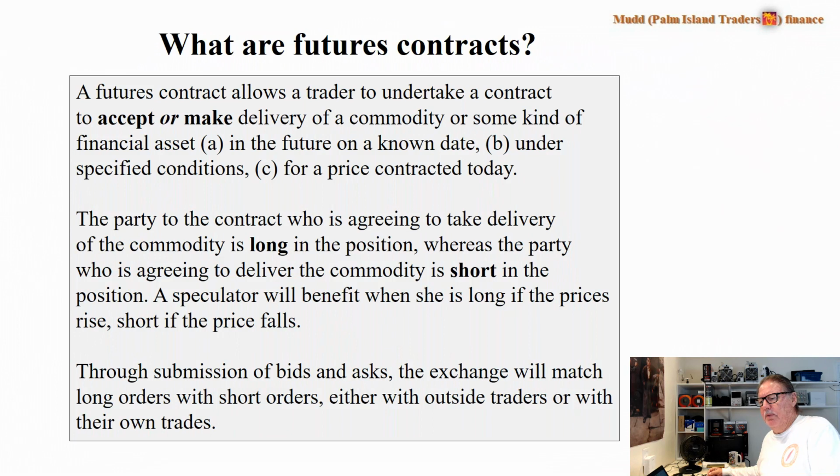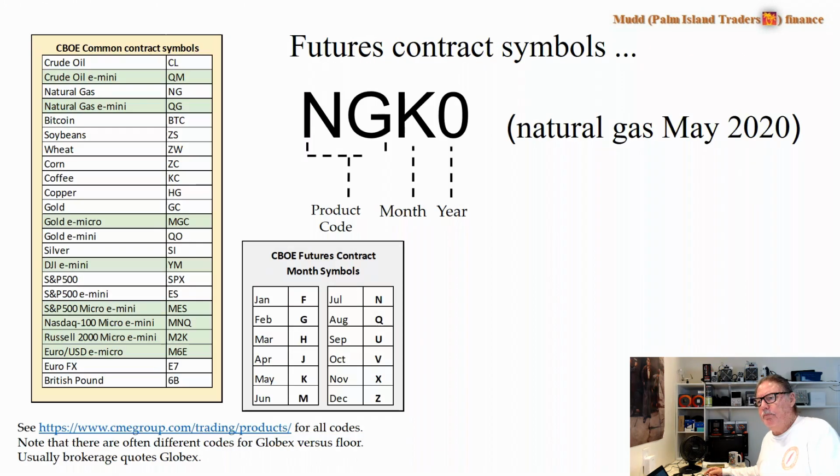Through submission of bids and asks, the exchange will match long orders with short orders, either with an outside trader or with their own trades.